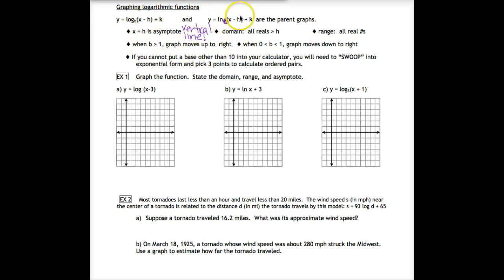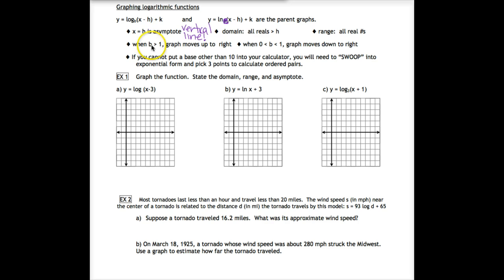Notice also that the domain and range idea has kind of flip-flopped. Here, it's the range that's always all real numbers, and the domain that changes along with the asymptote. In this case, all reals greater than our asymptote is going to be your domain.